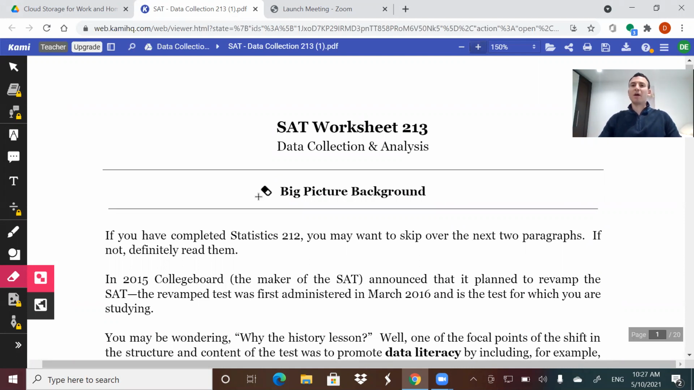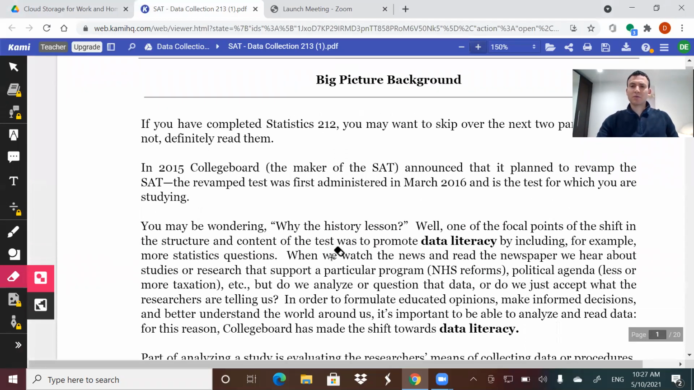and statistics. This worksheet pairs nicely with Worksheet 212, so I would definitely recommend doing that one first, especially the second half of it before doing this worksheet. But anyway, we are going to get right into this one.